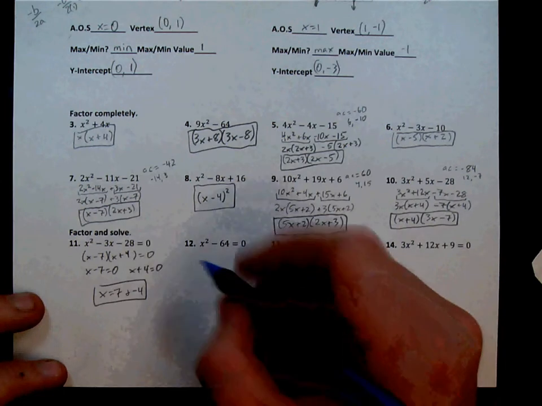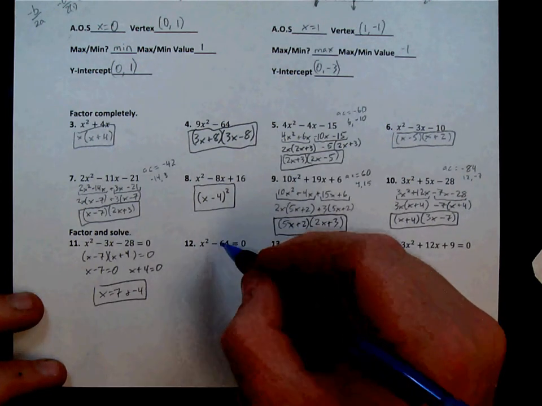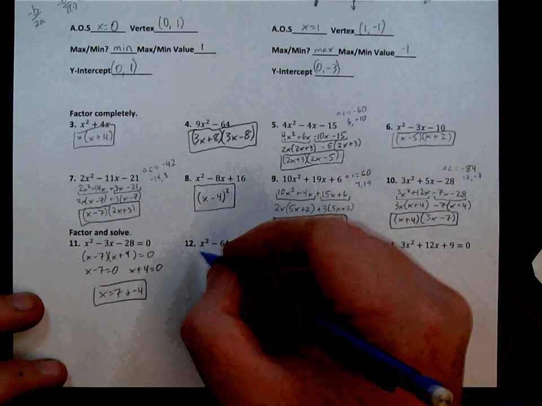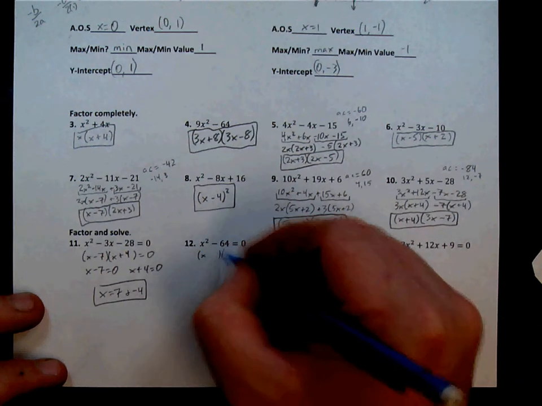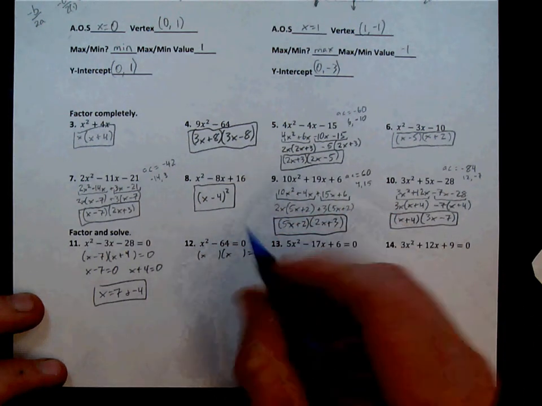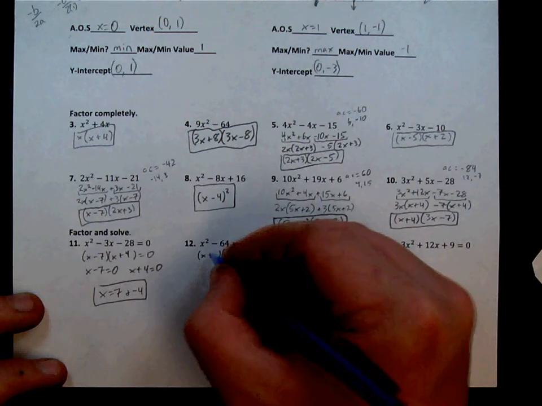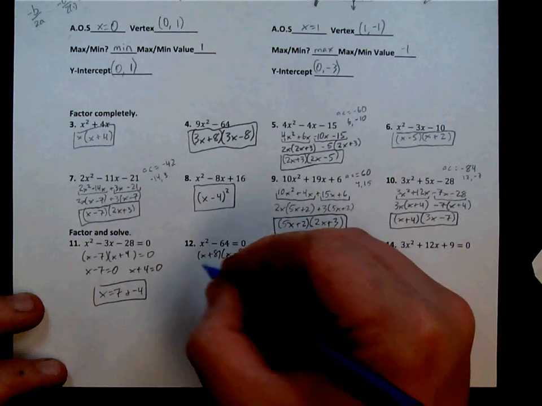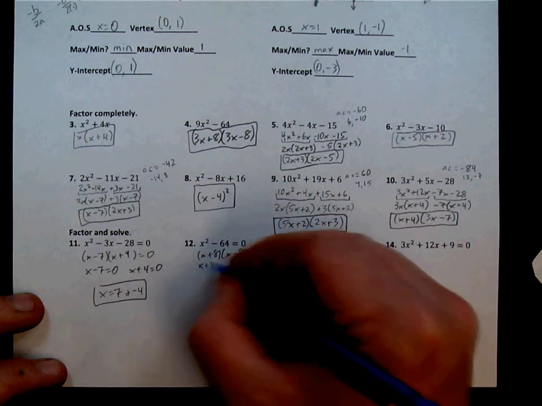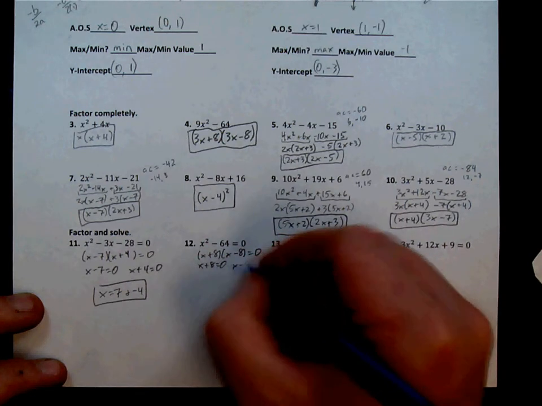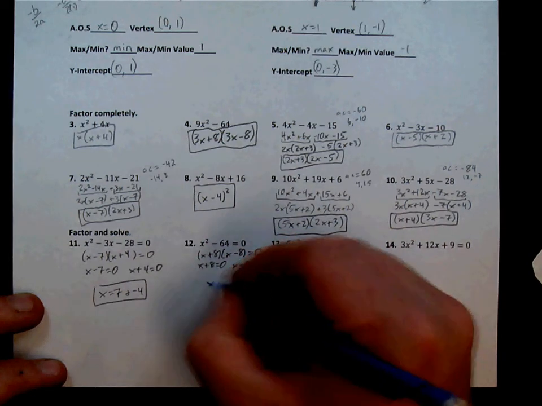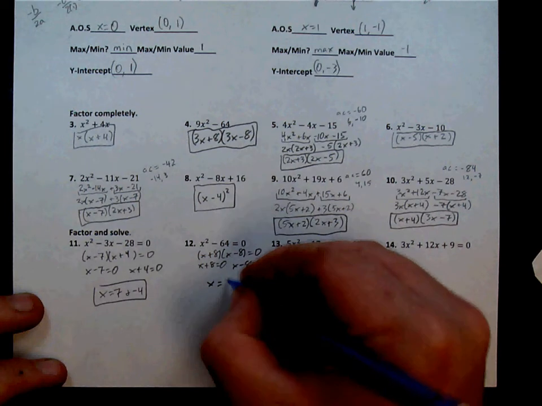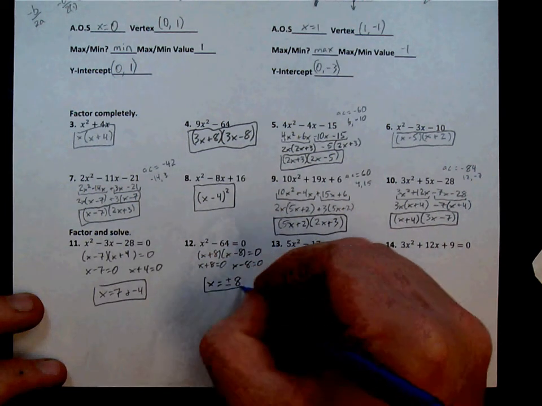And number 12, it's a difference of 2 squares. There's only 2 terms. It's subtraction. 64 is a perfect square, so it's x. So use your special factoring pattern, x and x, and then it's a plus 8 and minus 8. Set each factor equal to 0, set x plus 8 equal to 0, set x minus 8 equal to 0, solve them both. We get negative 8 and we get positive 8. So I could just say plus or minus 8.